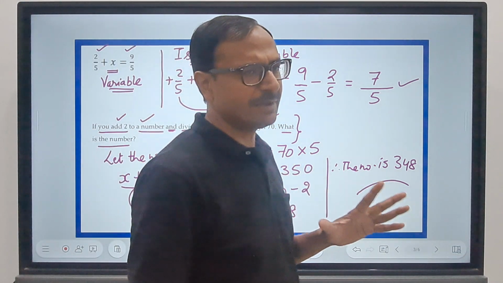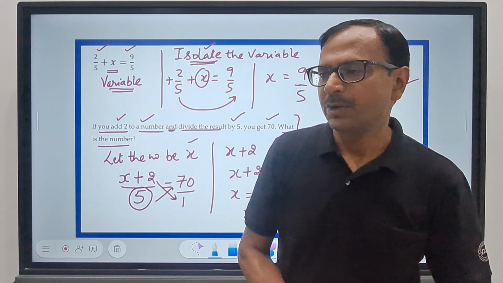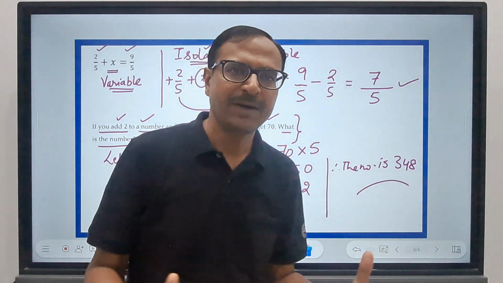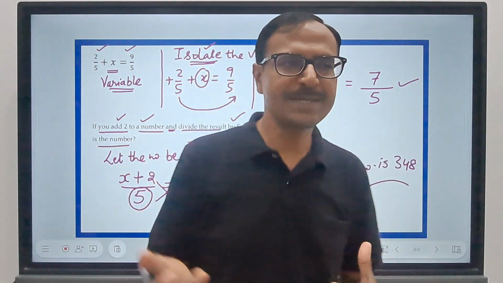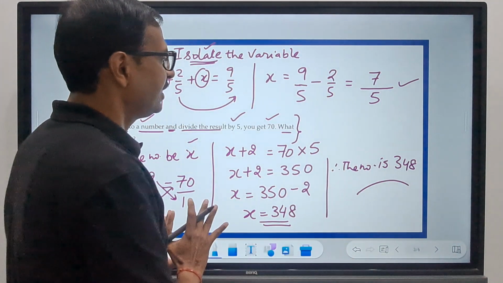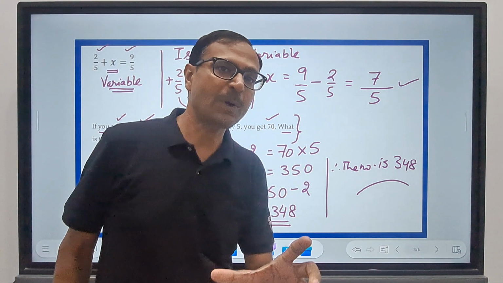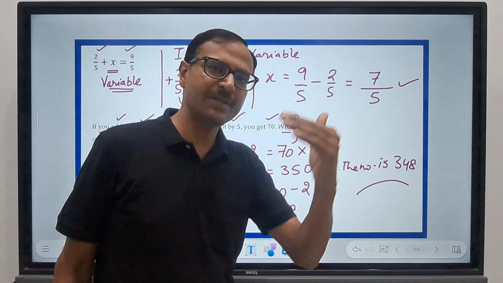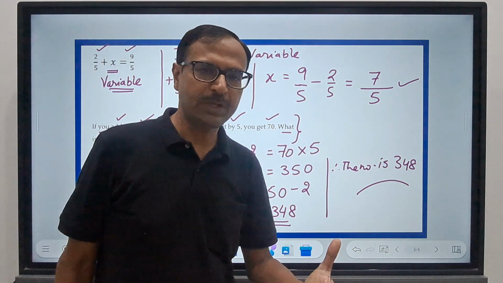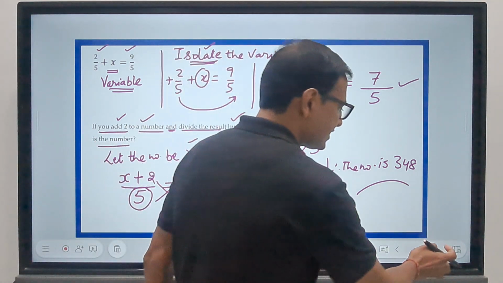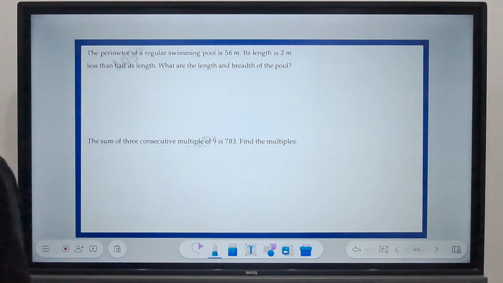I tell you, this is one of the easier ones, and I told you about the class 6 to class 10 worksheets. So one full worksheet is based on the statement problems, how to convert them into equations, and then solve the equations to get to the correct answers. Let's see some more statement problems.